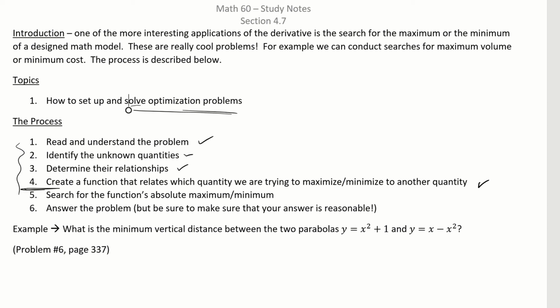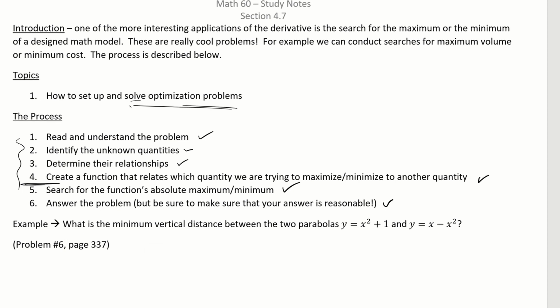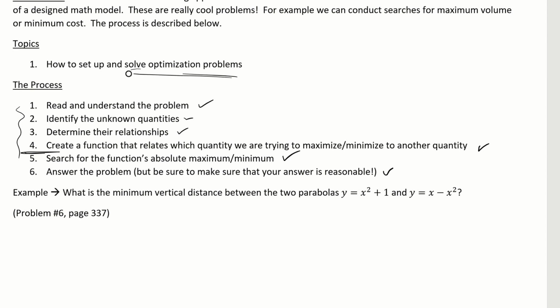What is the relationship? Because the rest of it is very mechanical. You search for the absolute max and min, and then you answer it. Okay, so most of it's up front, like any other word problem. Let's get to the first one. It's a good one to start with.